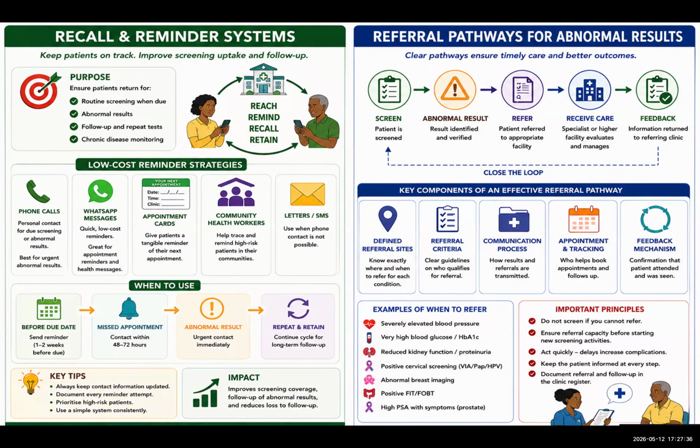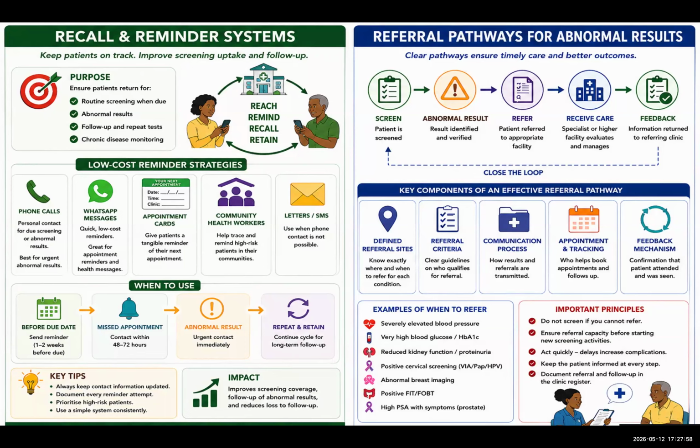We need to go out and help trace and remind the high-risk patients that they need to be followed up, right? We need patients to know about their dates before the due date, at least 1 to 2 weeks. And if they miss an appointment, contact them within 3 days. If there are any abnormal results, we need to tell them. And we need to repeat and retain the cycle so that it will continue.